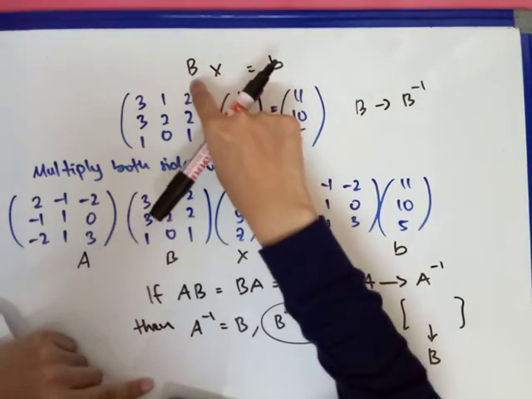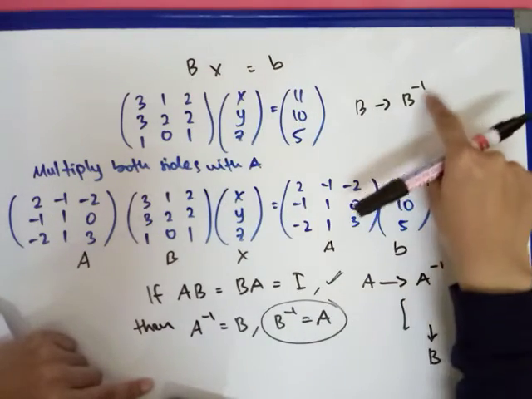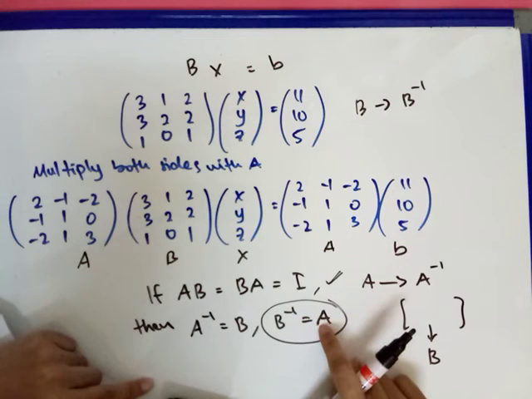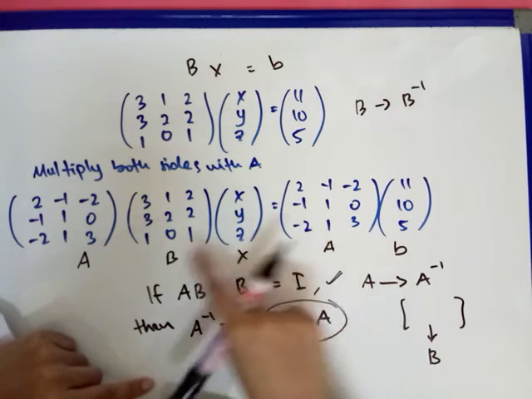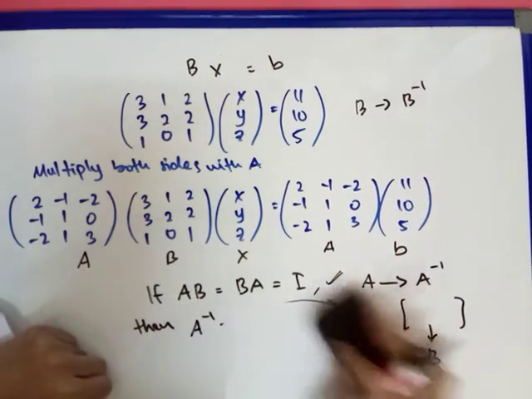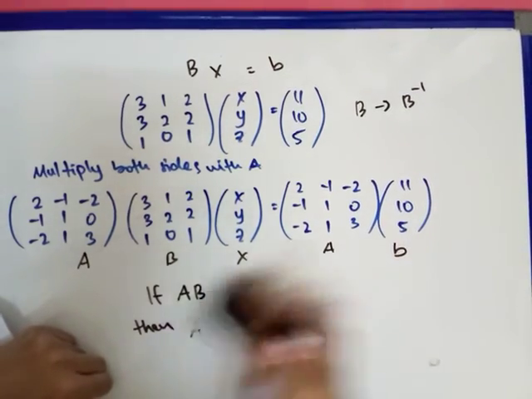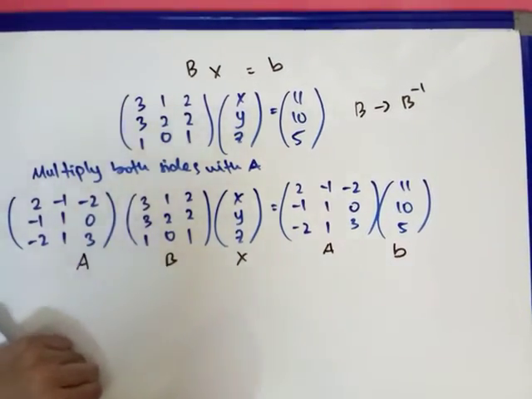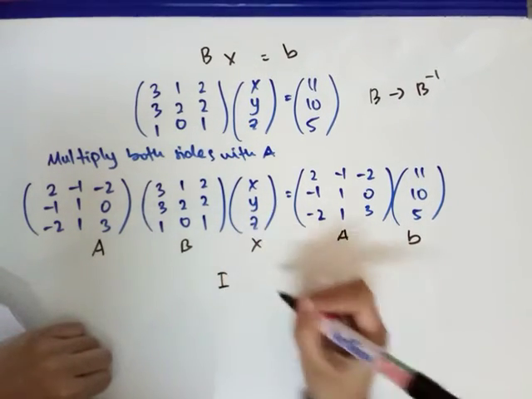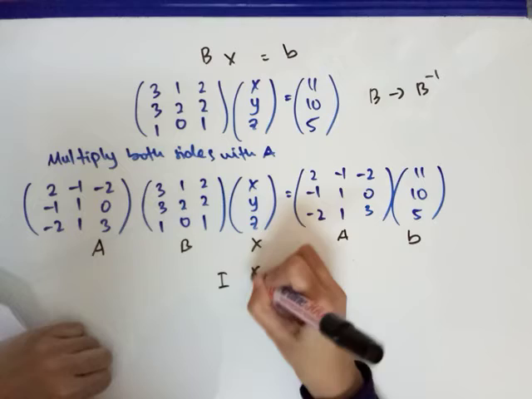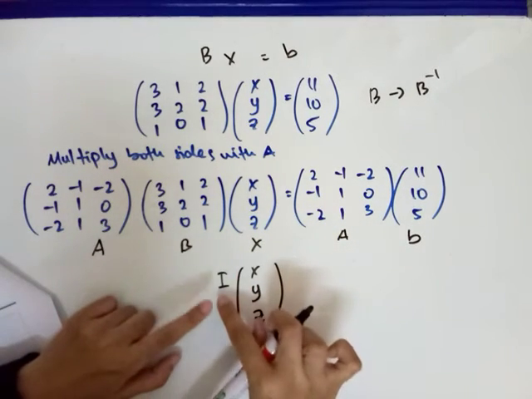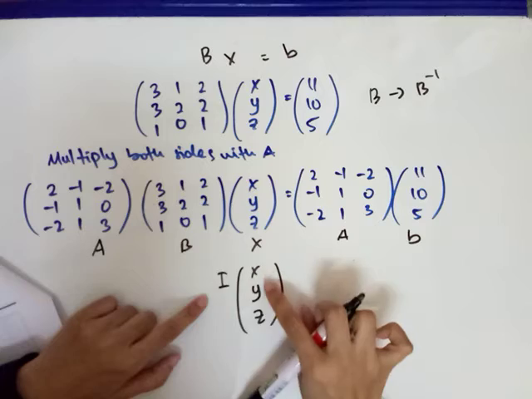This is from matrix B. We need to find the B inverse, use this theorem, B inverse equals to matrix A. That is why we need to multiply both sides with matrix A. So we don't need to use inverse matrix method to solve for x, y, z. Matrix A multiply with matrix B, we get identity. X is x, y, z. So any variable, when we multiply the identity, we get the same value here, x, y, z.